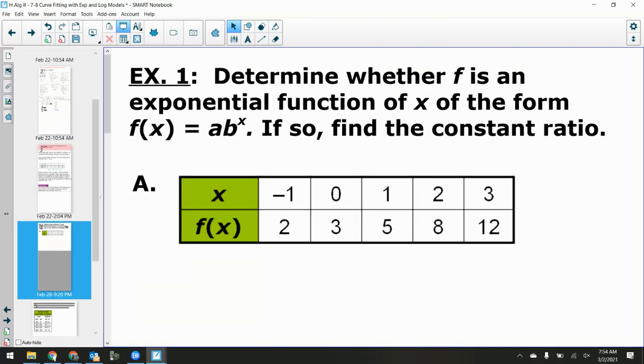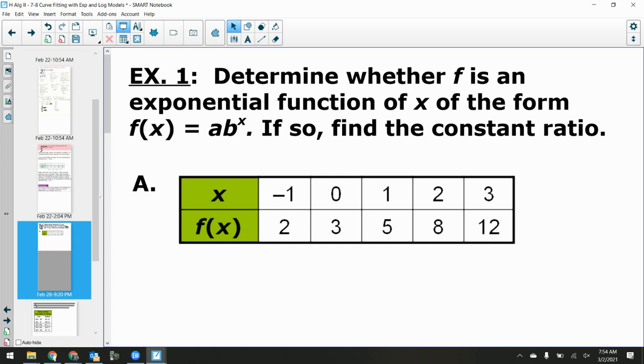Determine whether this is an exponential function. If so, find the constant ratio. So let me ask, is this exponential? Well, if this is truly exponential, I should be able to tell what I could continually multiply 2 by to get to 3, and then that same value, 3 by to get to 5, and then 5 by to get to 8, and then 8 by to get to 12.